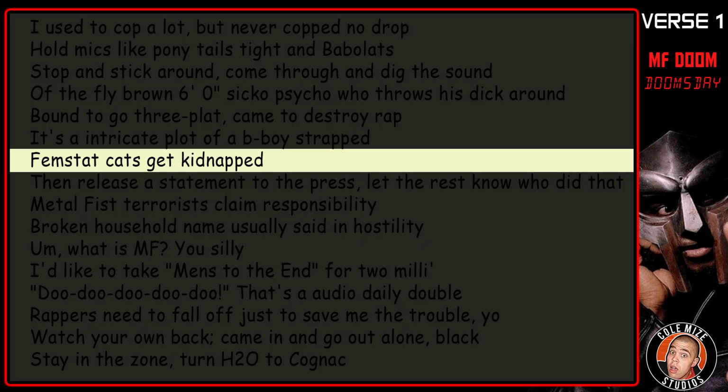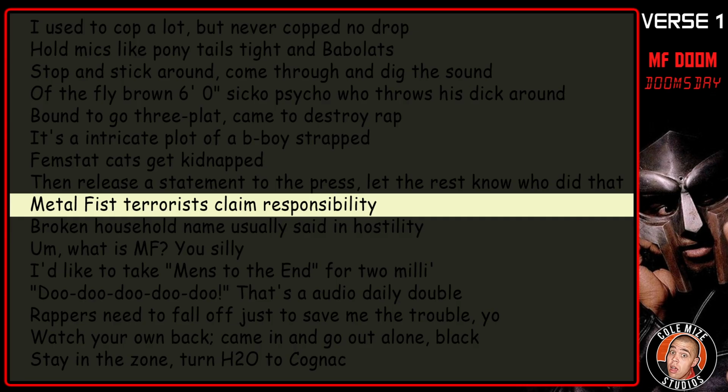In verse 1 he said, "Femstat cats get kidnapped." Femstat is a vaginal cream, so he's cryptically calling rappers vaginas. "Metal fist terrorists claim responsibility." Metal Fist is a reference to his alter ego for making beats called Metal Fingers.